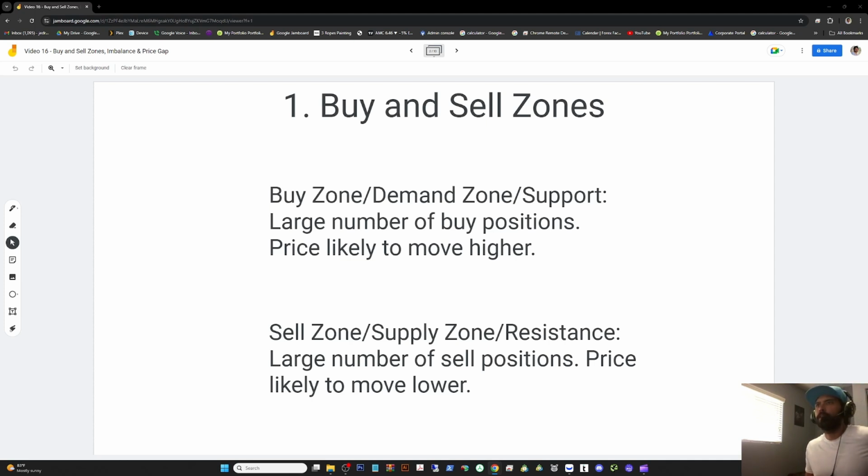The sell zone can be called the supply zone and resistance. It means it's an area of assumed sell positions and price will likely move lower.